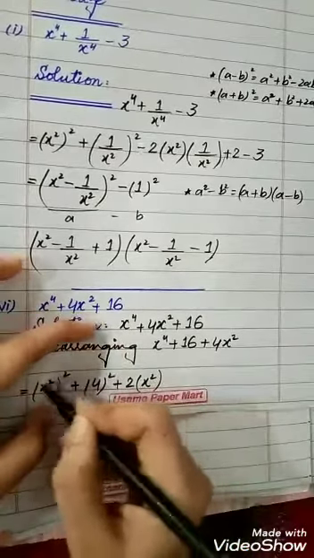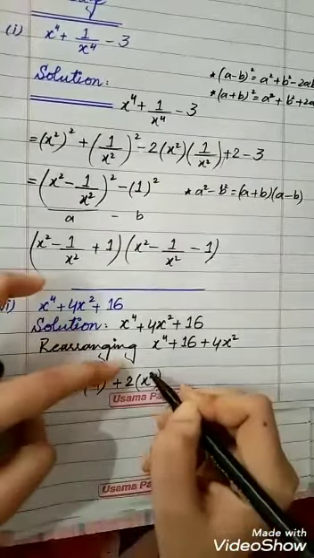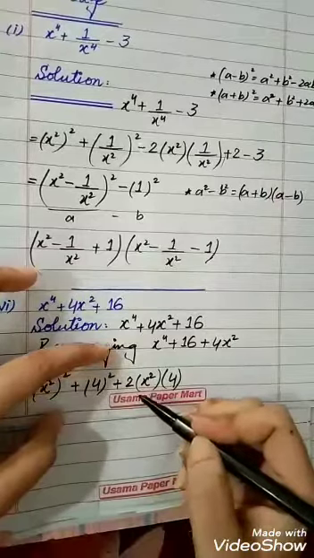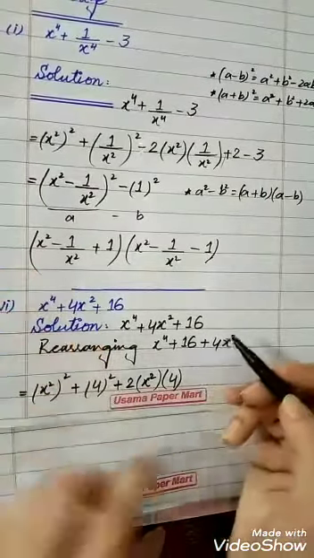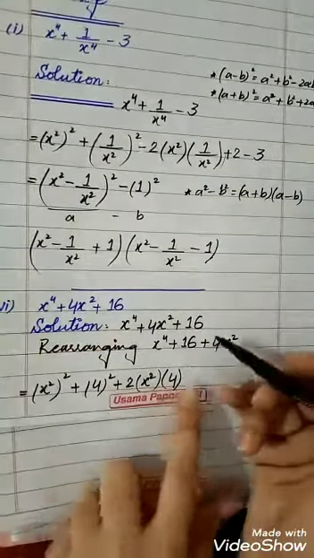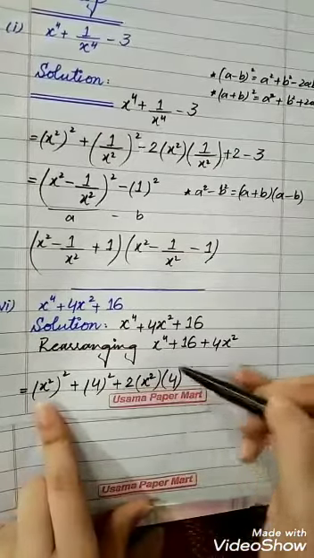A is x square because it's a double square. A is inside, a square, plus b square plus 2a into b, plus 4x square will be as it is. But if we multiply, we can get this one. But what about this whole?